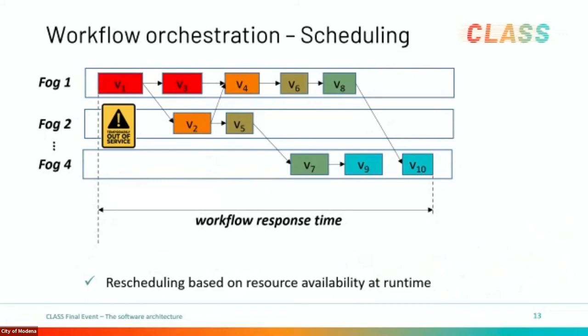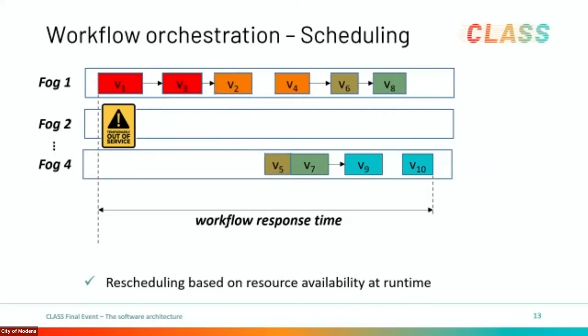If, for example, fog 2 becomes unavailable, then the COMS orchestrator will notice the increase of the response time and that the deadlines of the different tasks are missed. And in that case, it will reschedule the tasks, making sure that everything is executed smoothly. So the tasks will not be assigned to fog node 2 anymore and will be allocated to the remaining available resources.